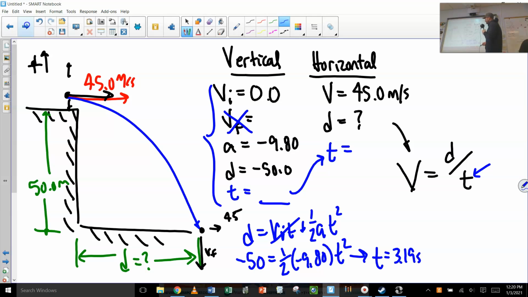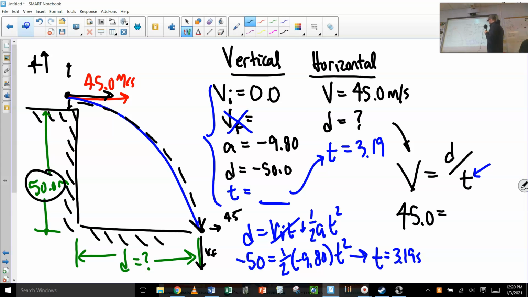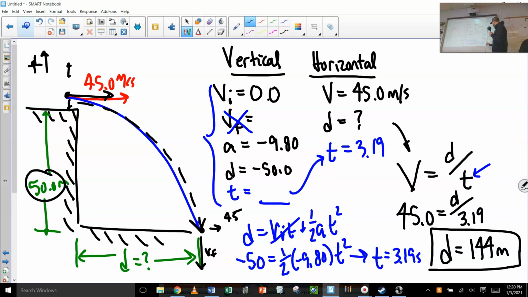Now, contrary to popular belief, this is the time here. You don't have to double this. Since I used this displacement of 50, that's the time it takes to get to that displacement. So that's the entire time. There's no need to double in a problem like this. So now I can finish this problem off. The velocity is 45. The displacement is unknown, and the time is 3.19. So you take 45 times 3.19, and you get 144 meters from the base of the cliff.